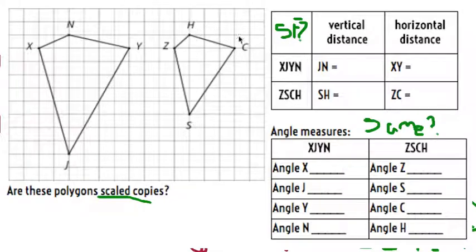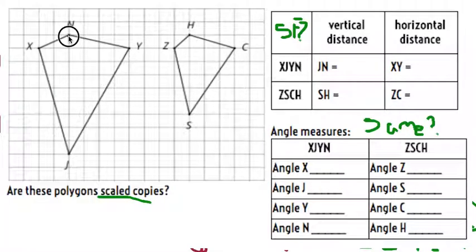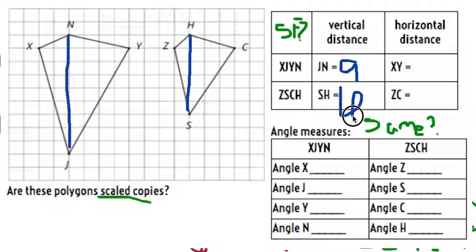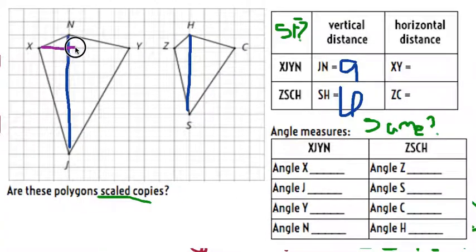Let's start with lengths. The vertical distance, JN, tells me how far down it goes. And we have 1, 2, 3, 4, 5, 6, 7, 8, 9. And the corresponding vertical distance in the other polygon, 1, 2, 3, 4, 5, 6, would be connected there. Then the horizontal distance, XY, is 1, 2, 3, 4, 5, 6. And the corresponding horizontal distance in the other polygon is going to be 4. So is there a scale factor here?